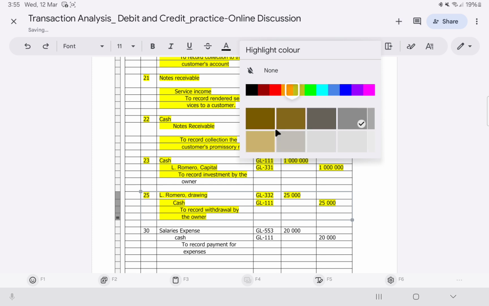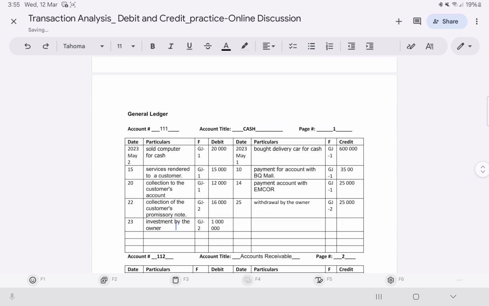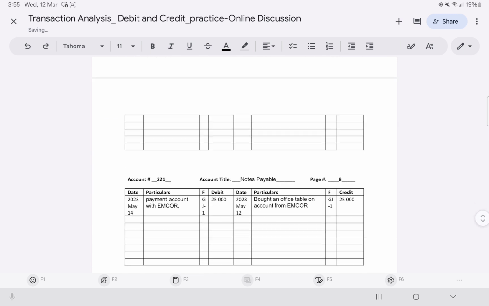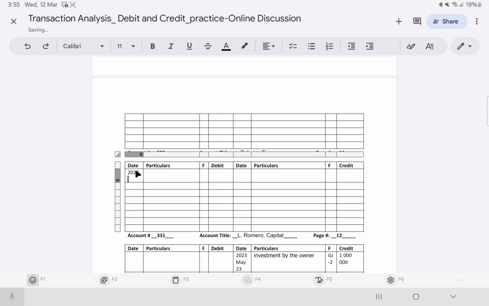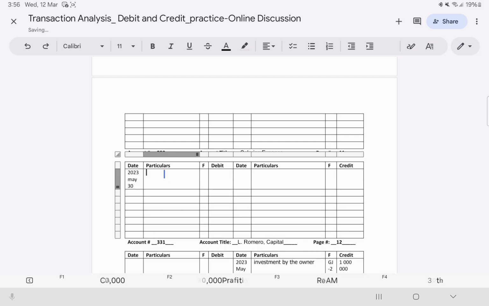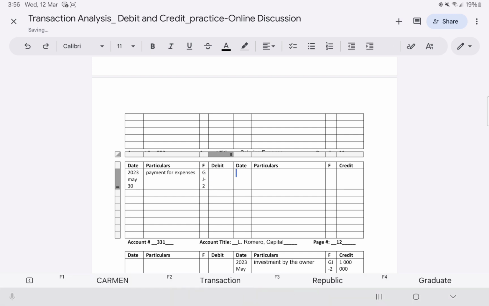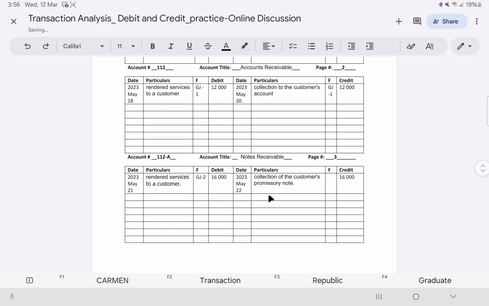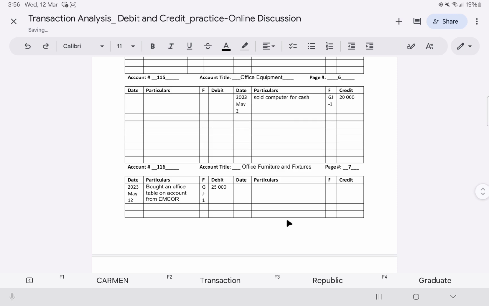So, okay, we have only one transaction left. So debit salaries expense. Okay, 2023 May 30, payment for expenses. Okay, so JJ page 2. Then how much is the salaries expense? We have 20,000 pesos. Okay.